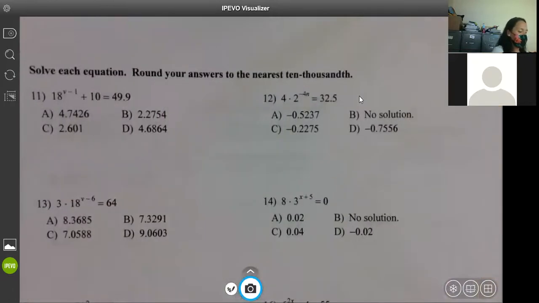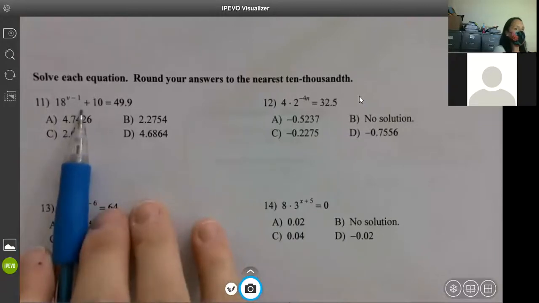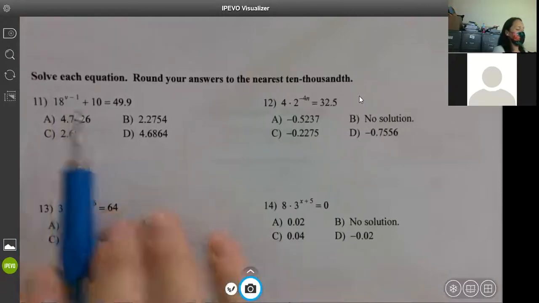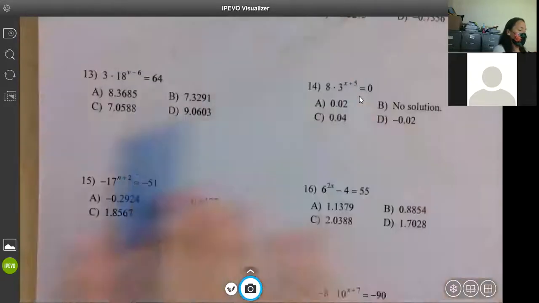How do I do 11 through 18? Before left, right, middle, what do I do though? I gotta make sure, yeah, get that exponent by itself. So on this one, what am I gonna do to get the exponent by itself? You might wanna write that down. Subtract 10. What am I gonna do on this one? Divide by 4. You have to divide by 4 because I'm multiplying 4. Okay, divide 4.